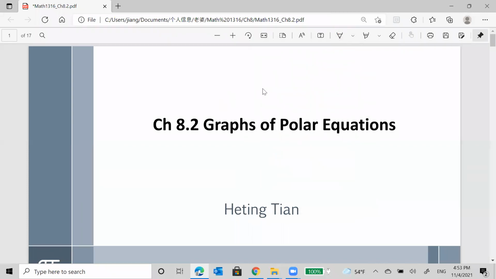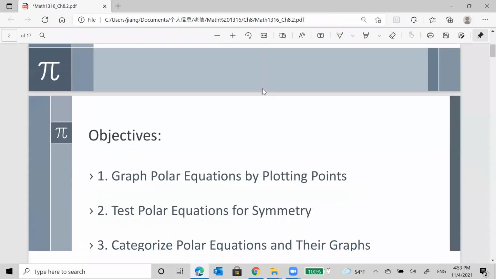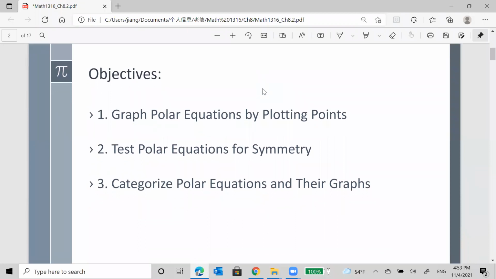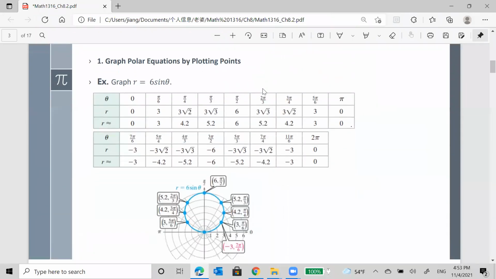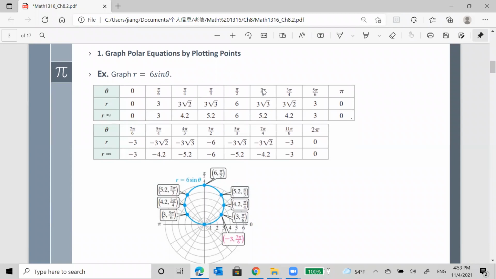In this video, let's learn chapter 8.2, Graphs of Polar Equations. We will learn three objectives. The first one, let's graph polar equations by plotting points.